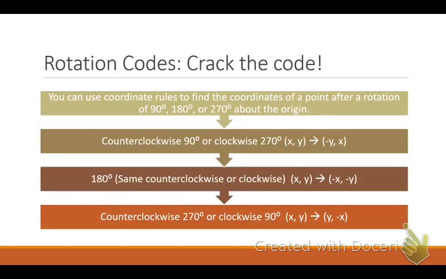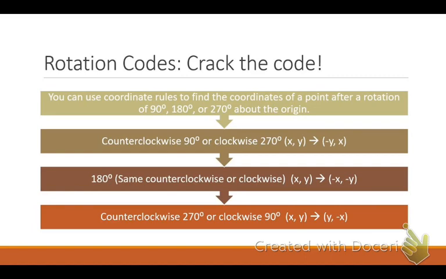Now let's talk about your codes. You have to understand how to read this. If you don't understand how to read it, your code will do you no good. So this is really important that you pay attention to this. You guys ready?